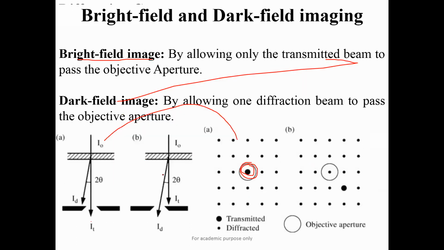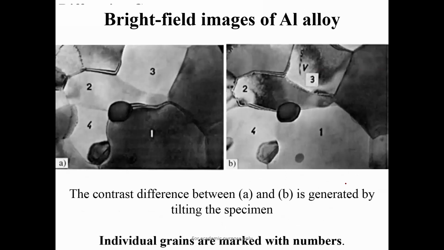Suppose somehow we stop this transmitted beam just by changing the aperture or the position of this opening. If we stop the transmitted beam and only have the diffracted beams, you can see your transmitted beam is still there, but it is not focused. So generally we can take images in both modes, bright field as well as dark field. They render different kinds of information depending upon our requirement.